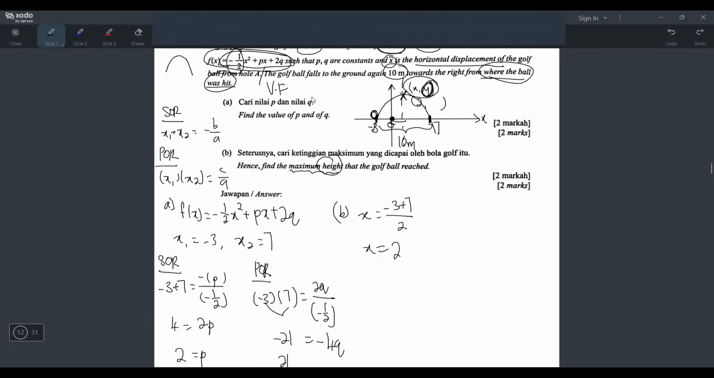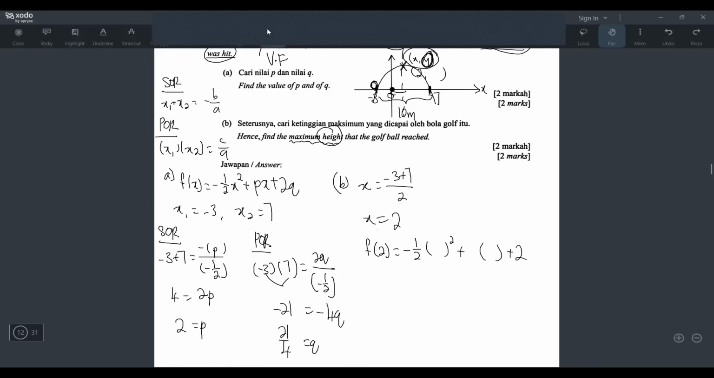And then to get the y coordinate, you just substitute into your original equation. f(x), which is f(2), equals negative 1 over 2 x squared plus px plus 2q. All right. And don't forget, you already have the p and q. What is the p and q? p is 2, q is 21 over 4.